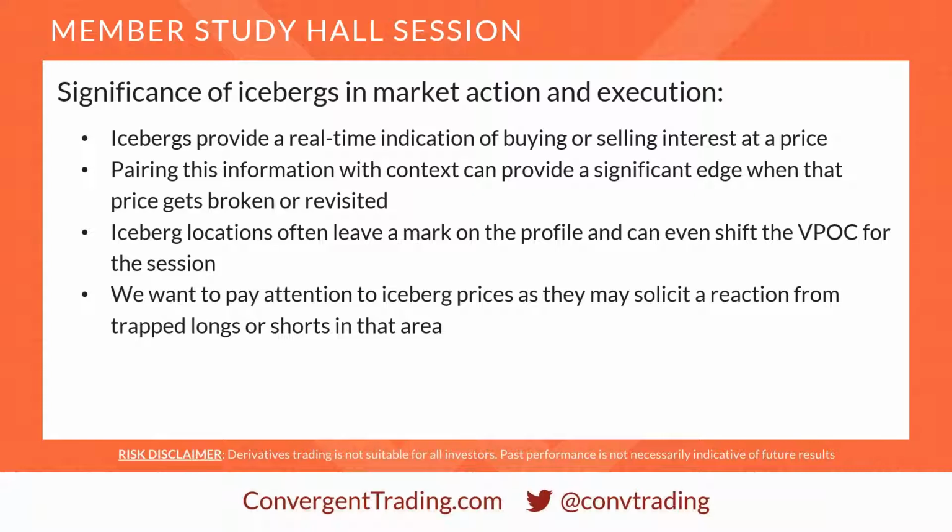So icebergs often leave a mark on the profile and can even shift the point of control in a session. We've had this happen recently, last Friday, for example. The point of control is in this nice distribution, somewhere within that distribution, and we trade a lot at a specific price. We create this big flat ledge, and then the point of control shifts to that price, creating what I would call a distorted profile. It's an unnatural profile. So that's how big they can get.